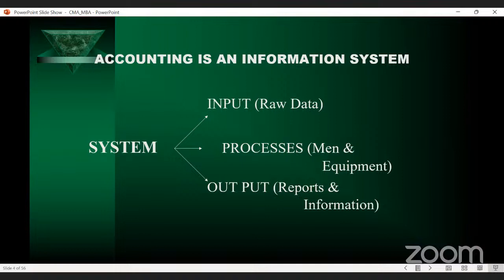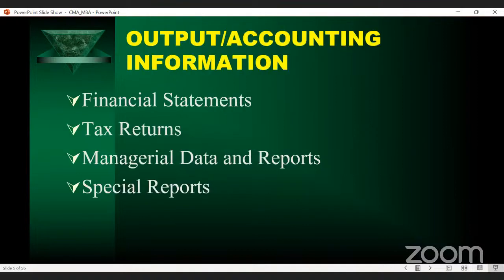Okay. And finally, what we are getting? We are getting the output. Output in the form of various reports and information. What are those reports? As I have already told you, reports about the income of the business, reports about the position of the business, reports about the tax returns, reports about your managerial data, reports about any special activity. So these are the output of accounting information. That's why you can say accounting is one of the information system.